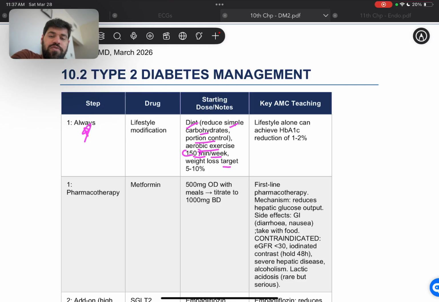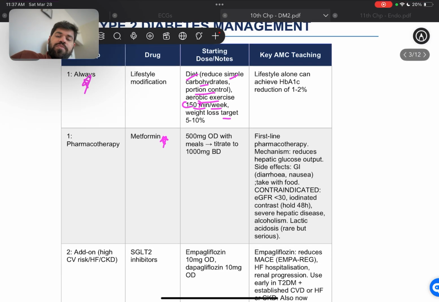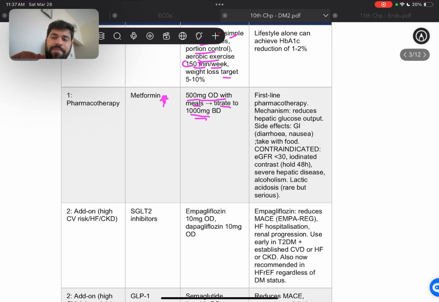patient. Then moving on to pharmacotherapy, we start off with metformin, which is 500 mg OD with meals, titrated to 1000 mg BD. The first line pharmacotherapy mechanism is going to be reducing hepatic glucose output.